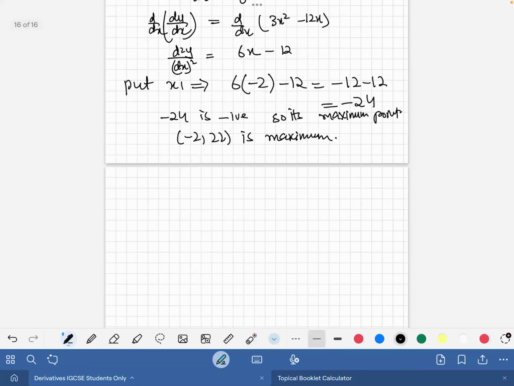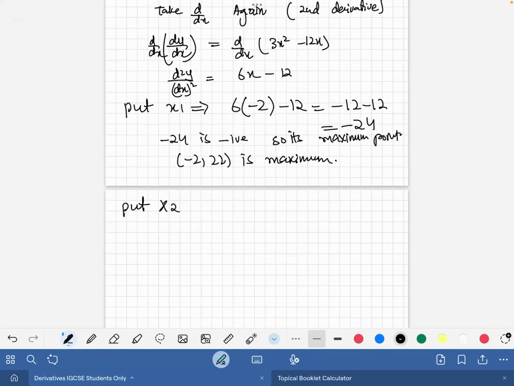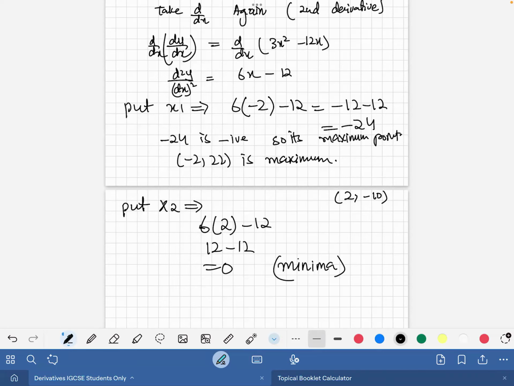We know that. Now put x2. So our x2 was 2 comma minus 10. That was the coordinate. So put x2. So 6 comma positive 2 minus 12. So 6 twos are 12, and 12 minus 12 is 0. So 0 has no sign. It is not negative. It is not positive. It means that this is minima. This is minima.